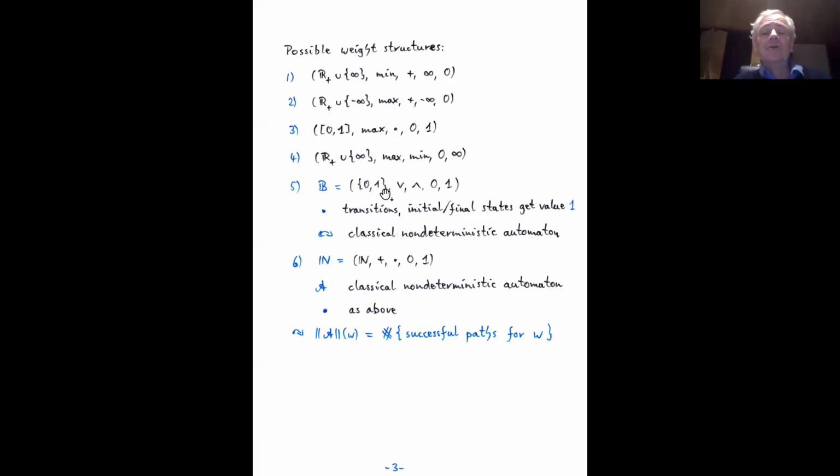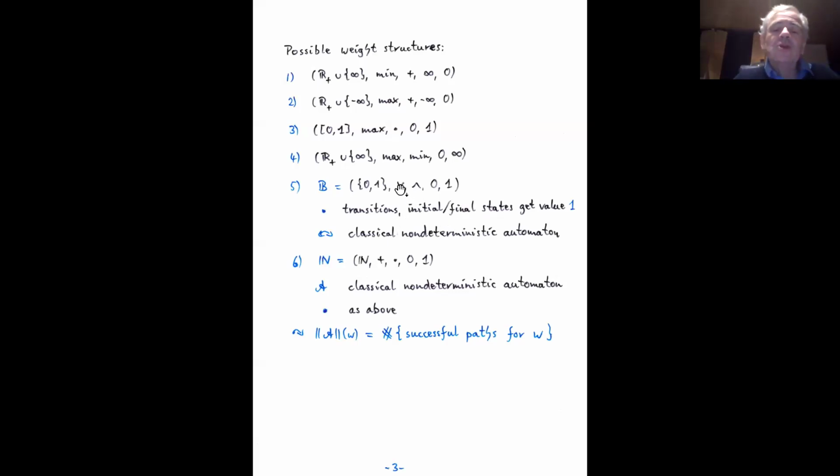Okay, we might also take {0, 1} with supremum and infimum. And so the Boolean semi-ring, and here the actual transitions and the initial and final weights get value 1. And if we are at the path, we take the second operation, the infimum. So we get a 1 only if all transitions have value 1 and initial and final states have value 1. And this means the path is possible. And then we take the and successful because initial and final states have value 1.